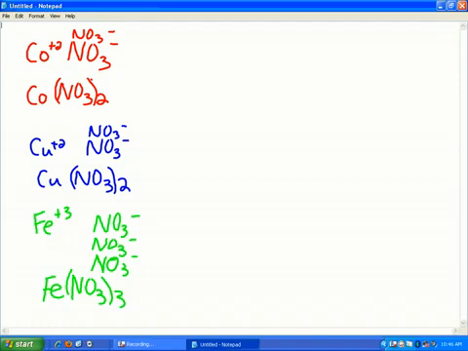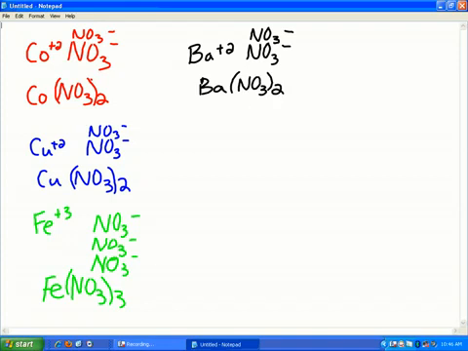The next one that your lab mentions is barium 2 nitrate. So barium is going to be a plus 2. Nitrate again is a negative 1. So that does not evenly cancel. I'm going to need another nitrate. So I have 1 barium. You don't write ones because it's weird. And I have 2 nitrates. So there's barium nitrate.